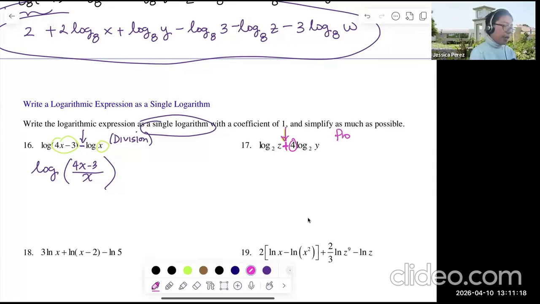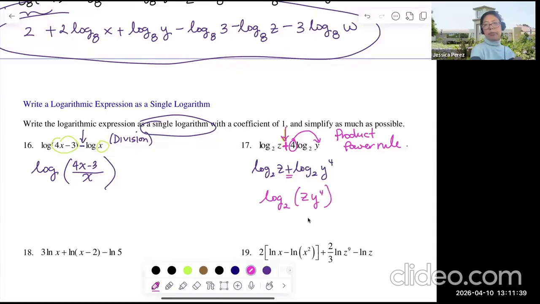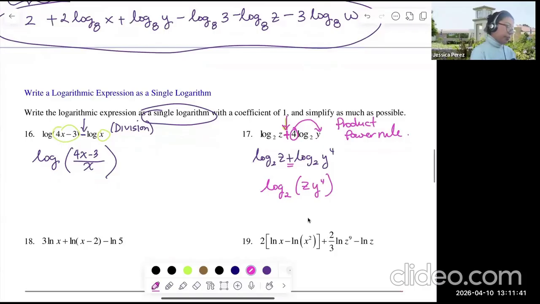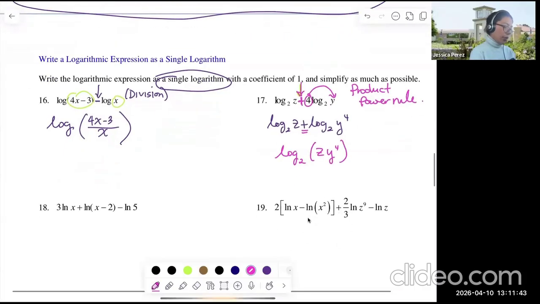But I also have a 4 that's actually going to use the power rule. So I'm going to do that first. I use the power rule first. So I'm going to say this is log base 2 of z plus log base 2 of y to the fourth. Now I'm going to use the product. So it's going to be log base 2 of z times y to the fourth. I'm condensing the log, or writing it as a single logarithm.